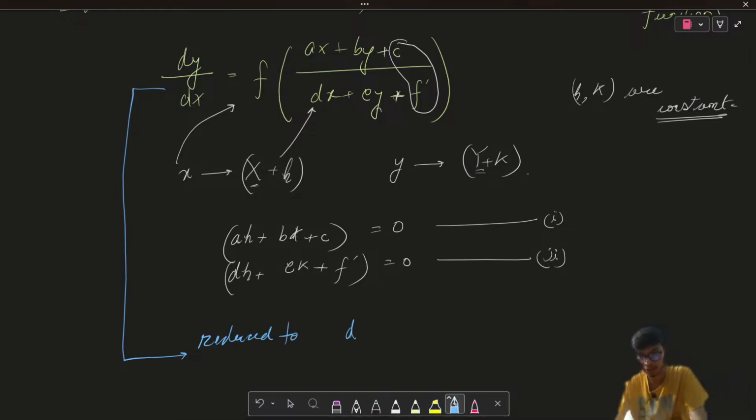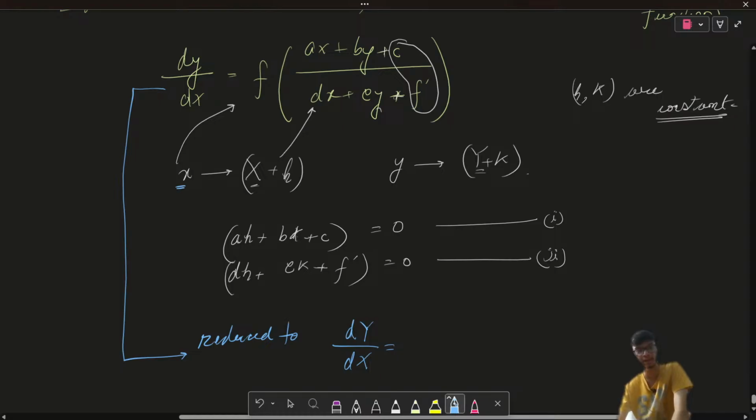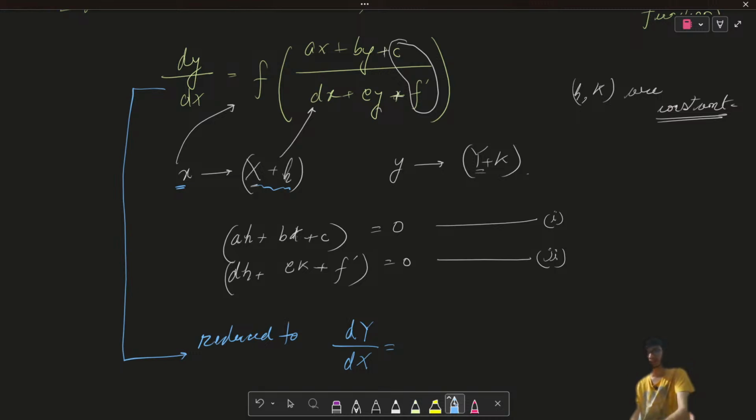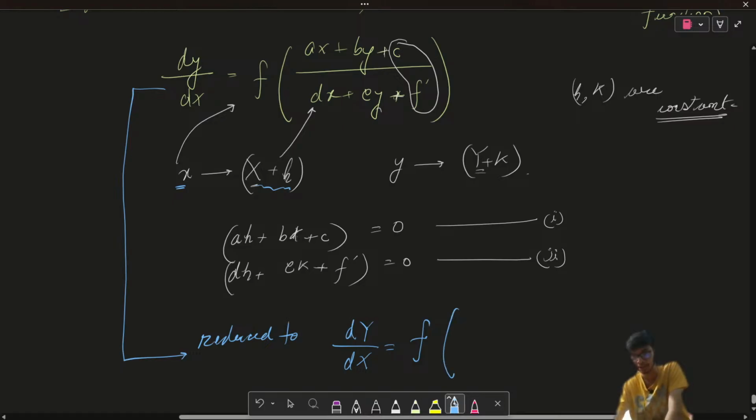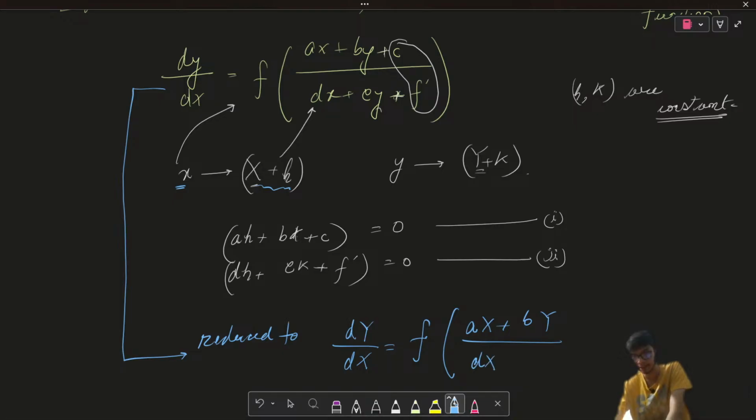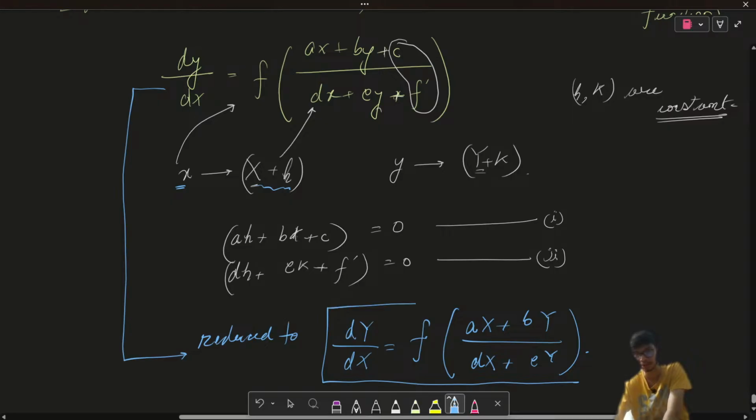It is now reduced to, instead of dy upon dx, d capital Y upon d capital X, because taking the derivative of small x, h and k are both constants, so it's going to be 0. So I can write this as a function of the expression a capital X plus b capital Y divided by d capital X plus e capital Y. So now this is a reduced expression like this.